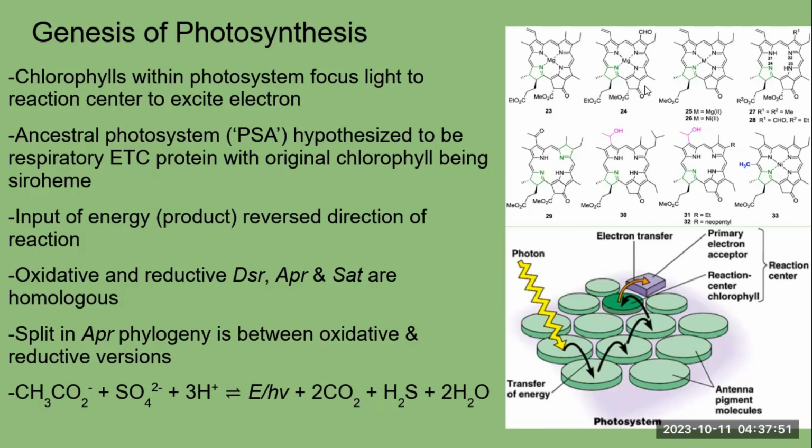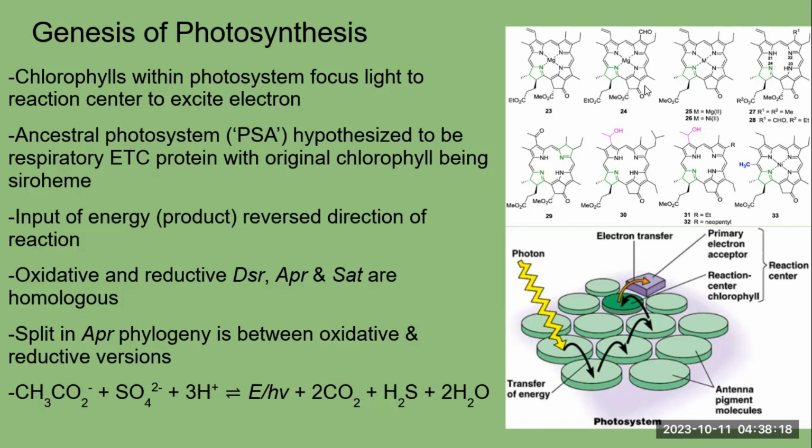At some point, this respiratory complex was struck by light, and the sudden input of a product, energy, reversed the direction of the reaction, reducing carbon while oxidizing another molecule. As discussed before, the geologic record indicates that the initial electron donor was likely hydrogen sulfide, and this is reinforced when we look at the molecular evidence.